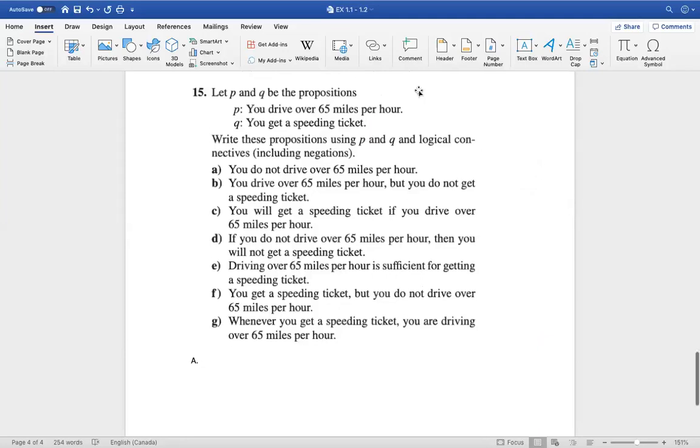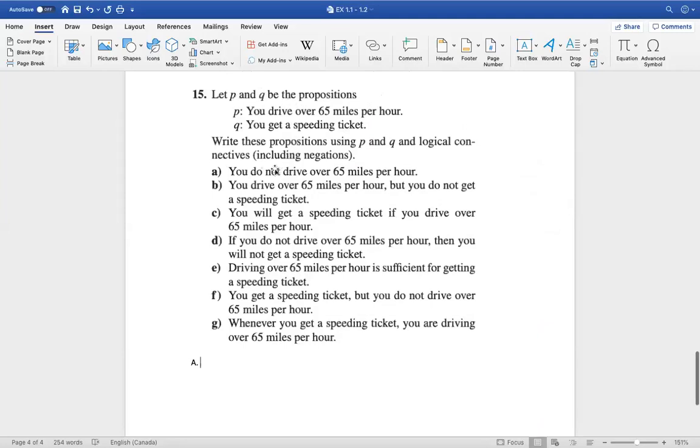Okay, so again, we have these two propositions, and then we have some sentences, and we are supposed to convert those into propositional symbols. So let's do part A. Here we are saying you do not drive over 65 miles per hour. So these two propositions are: you drive over 65 miles per hour. If I have to represent part A in terms of propositional symbols, I will say the negation sign and then P. Okay.